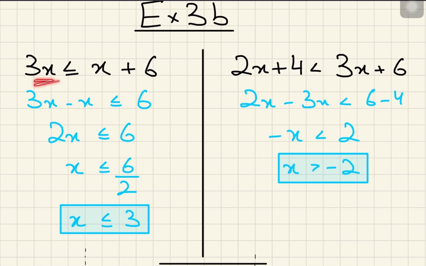So this is 3x, this is x over here. So 3x minus x is less than or equal to 6 over here, this becomes 2x, and the answer of it is x is less than or equal to 3. So that's how we can get the answer easily by solving it.